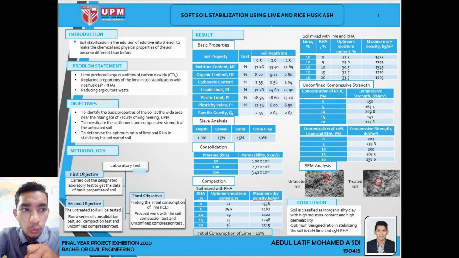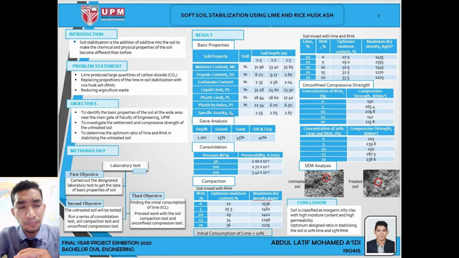I also did the sieve analysis at a depth of 1 meter. The particle size distribution that I got is 15% gravel, 45% sand, and 40% silt and clay. For the consolidation test, I applied increments of pressure at 50, then 100, and then 200. I want to state the highest permeability that I got, which is 3.42 times 10 to the power of negative 9 meter per second.